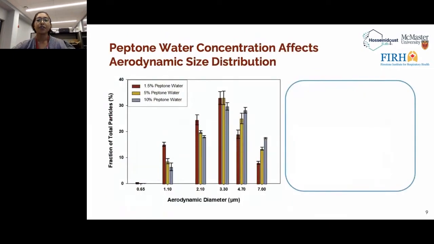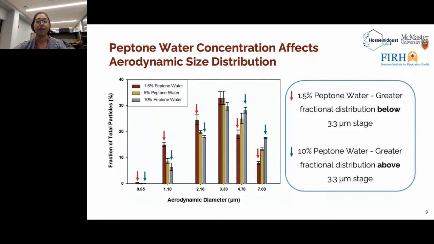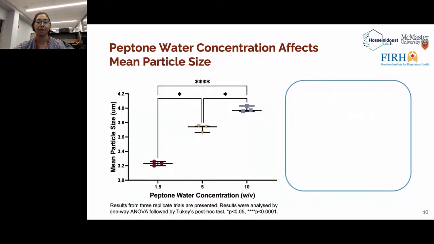Moving on to the results, first we examined the aerodynamic size distribution of bacterial particles collected across the 6 stages of the impactor. The fraction of total particles collected on each stage is shown on the y-axis, while the aerodynamic diameter is indicated on the x-axis. Greater fractions of bacterial particles generated from a 1.5% peptone solution were collected on lower stages with a cutoff diameter less than 3.3 micrometers. On the other hand, greater fractions of bacterial particles generated from a 10% peptone solution were collected on upper stages with diameter above 3.3 micrometers.